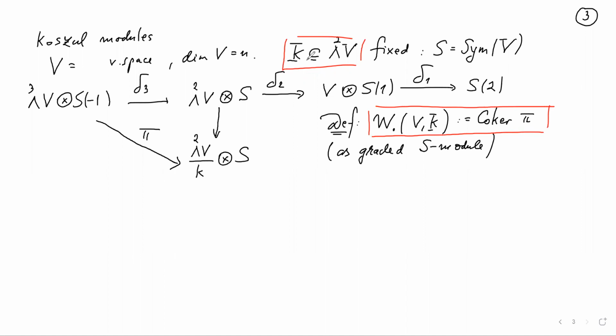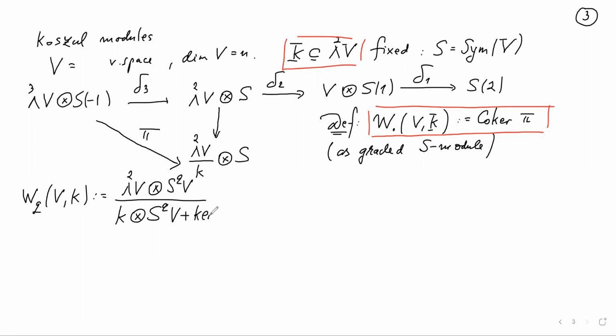So what is this? I will describe the qth piece. For each q, the qth piece of this is a finite dimensional vector space, and they form together a graded S module. And W_q of V and K is by definition wedge 2V tensor S_q, where S_q is the degree q polynomials, and I mod this out by K tensor S_q V plus the kernel of delta 2q, where delta 2q is the Koszul differential.